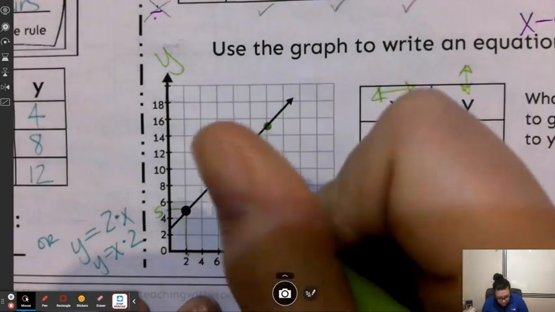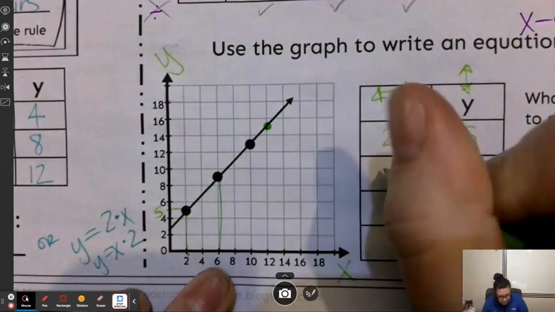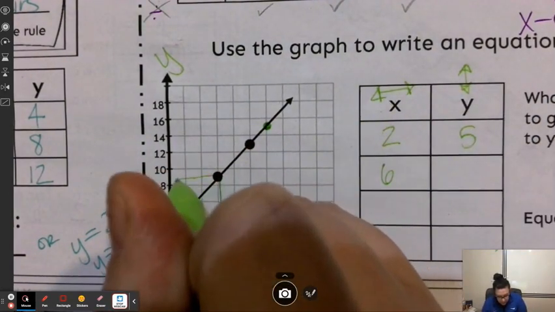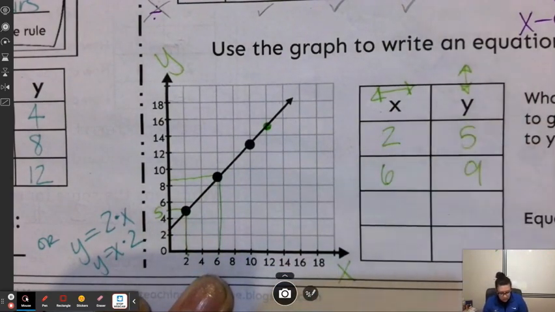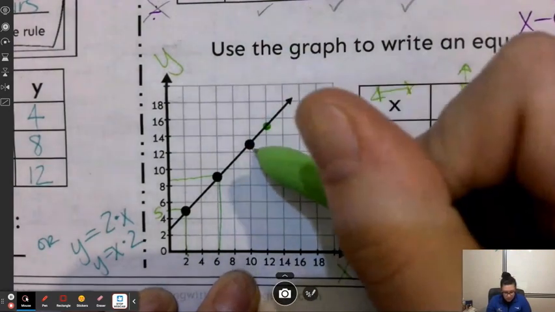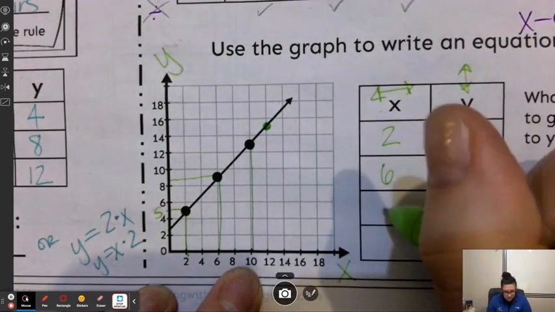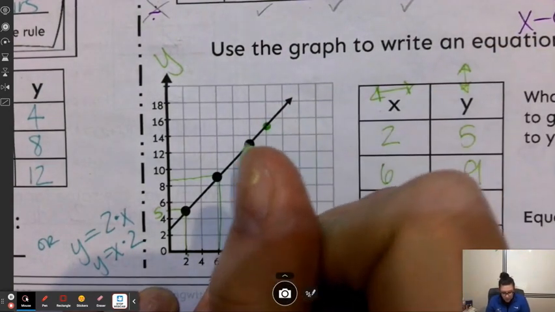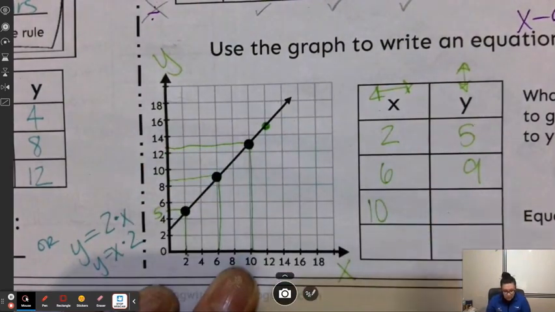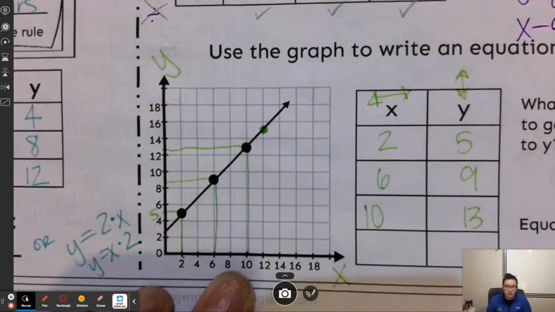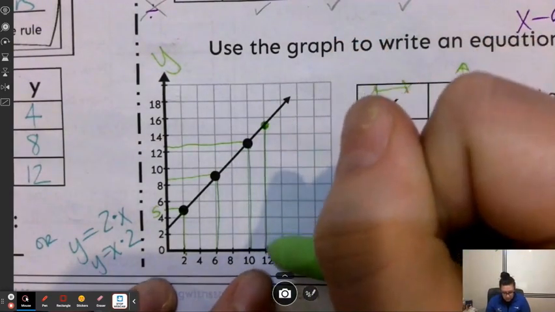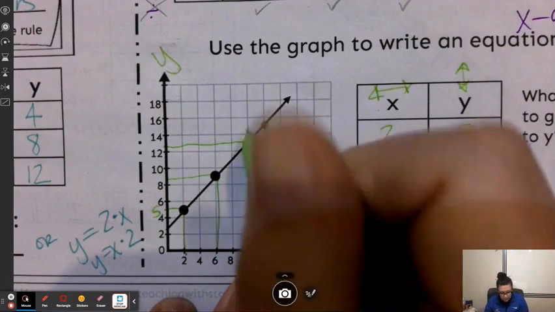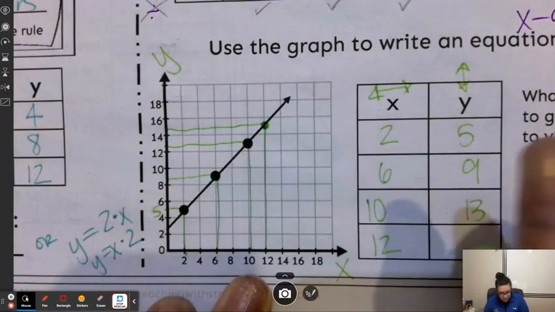All right, this point, my x value is 6. My y value, what's in the middle of 8 and 10? 9. My next point, the x is 10. The y is in the middle of 12 and 14, so that means it's 13. And then this last dot here, our x is 12. Our y is 15.